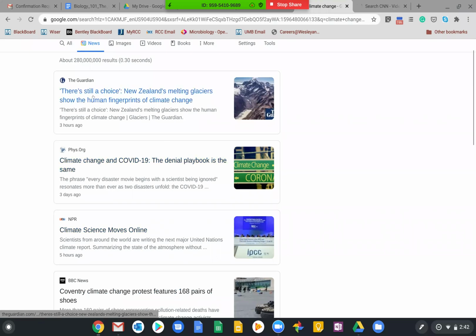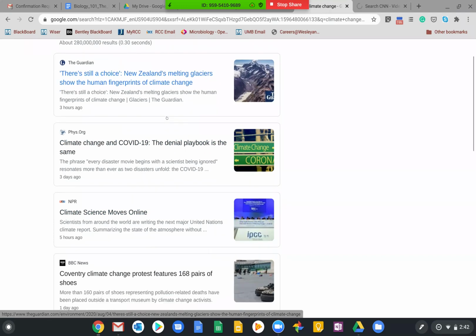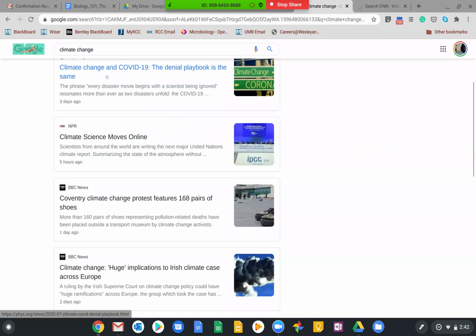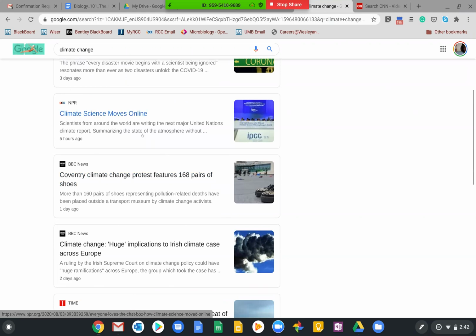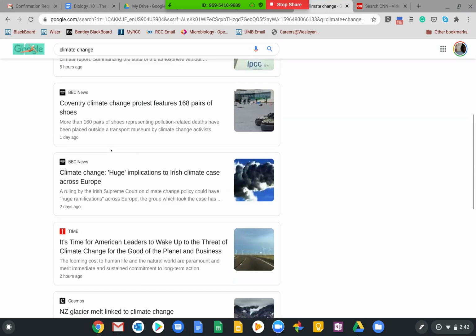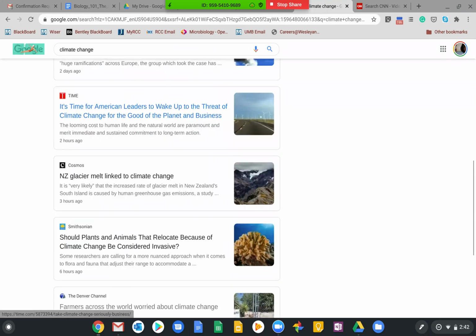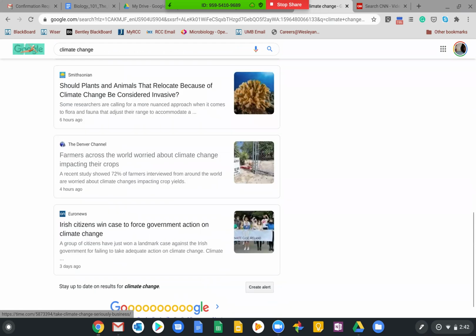We're seeing there's New England's, this is about climate change, but it's how climate change has evolved with melting glaciers, COVID and climate change denial being similar, again, not appropriate. How climate science is moving online, again, not appropriate. But if we keep going down, what we're trying to look for is something a little bit more sciencey.